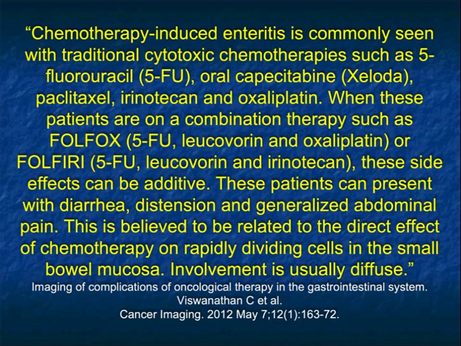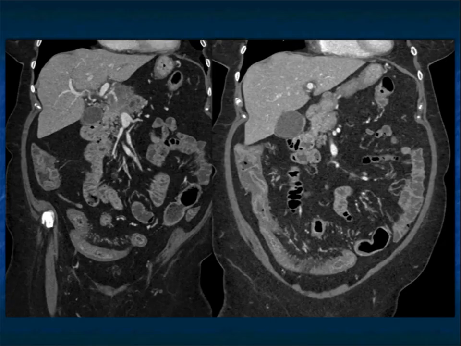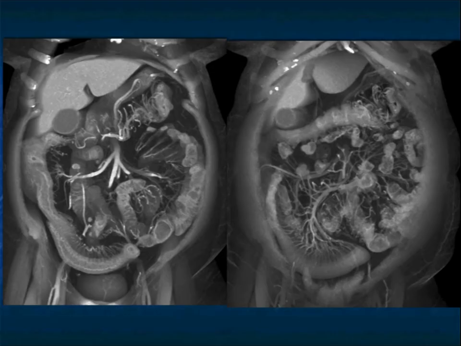And when you have enteritis due to chemotherapy, it's often fairly extensive. Here's another patient with chemotherapy-induced enteritis. Look how extensive the small bowel involvement is, as well as some of the large bowel. Again, in the right patient, you could think about Crohn's disease, but in a cancer patient, you're thinking about enteritis, and you're thinking about chemotherapy-induced changes. Very nicely shown on the coronal, very nicely shown in the 3D imaging.